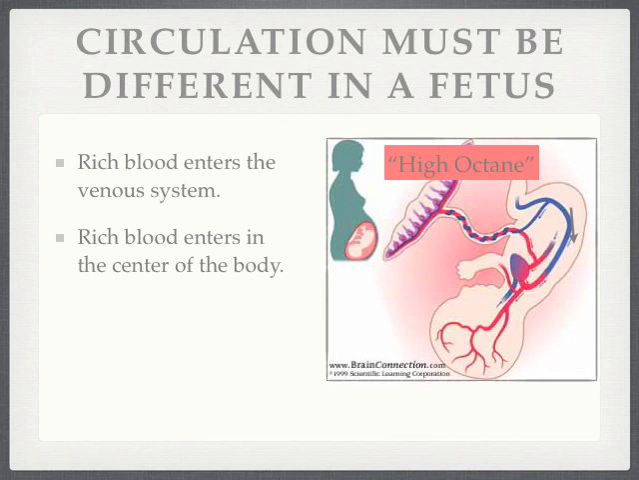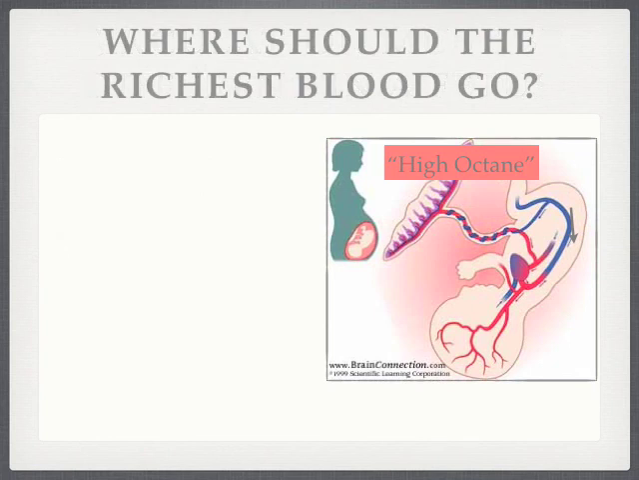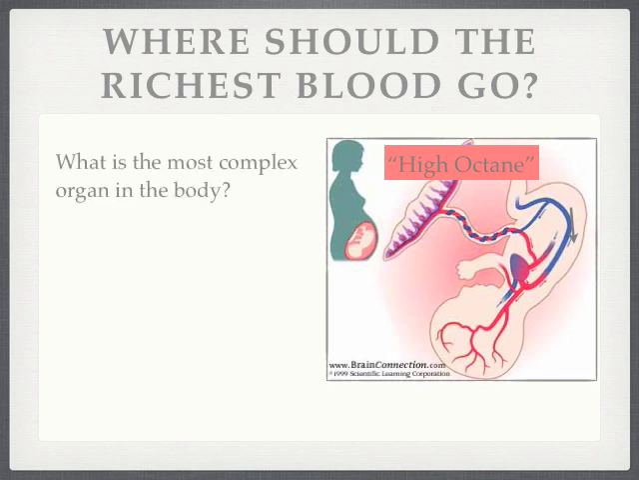Might be nice if I had that good blood connected right to the place that needs it most, but it's not. Okay? So the question is, how can I get this great blood to be routed from the placenta to the areas that need it the most? Well, yes, the entire body needs it the most. But if I was going to send it to just a limited number of places, if I was going to try to get the best blood to the most important place, where would I go?